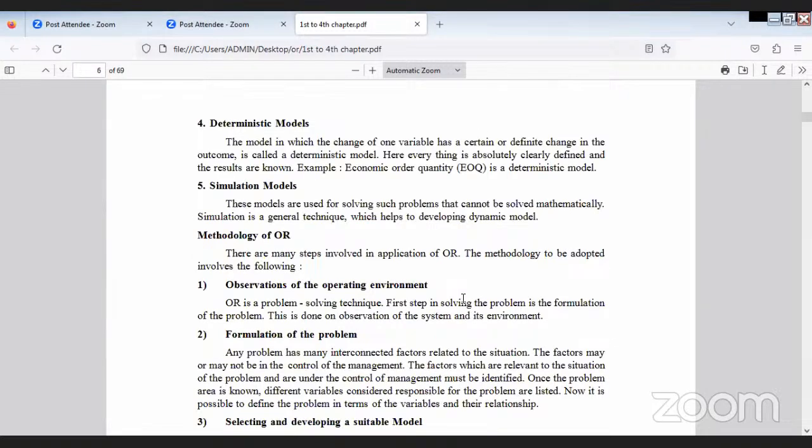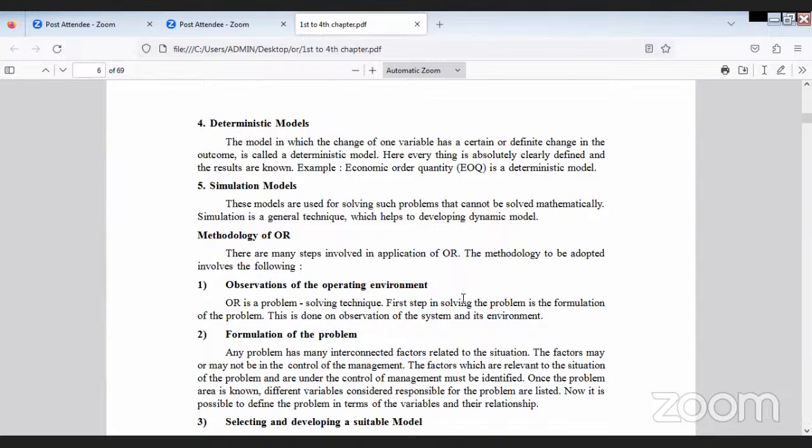Deterministic model: this is the model in which a change of one variable results in a certain and defined change in the outcome. Here everything is absolutely clearly defined and the results are certain. What is the example? Economic order quantity is a deterministic model.